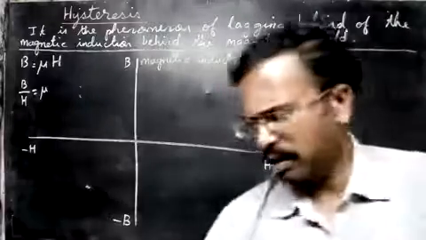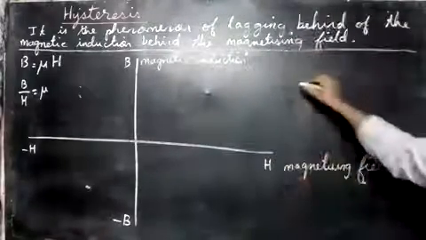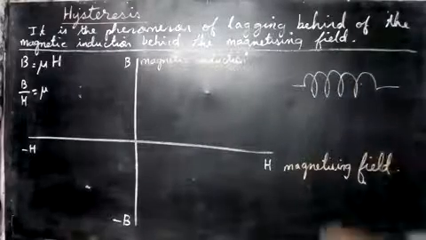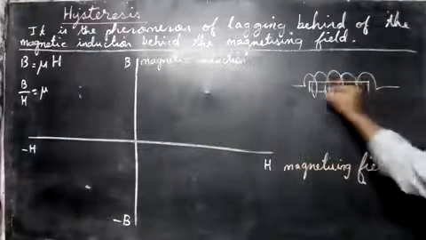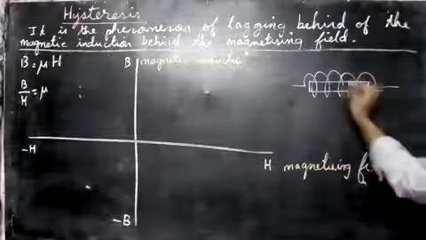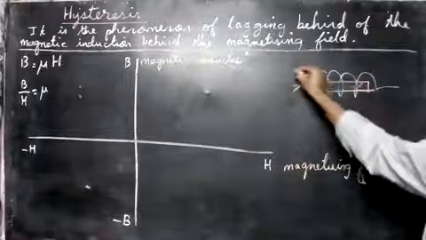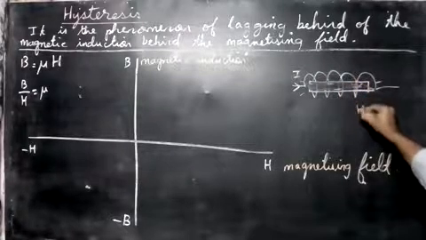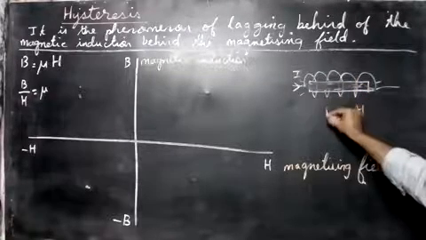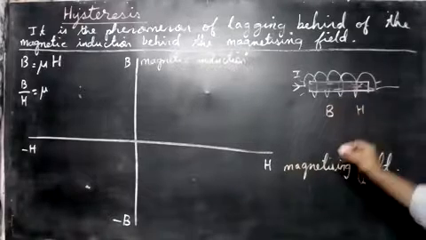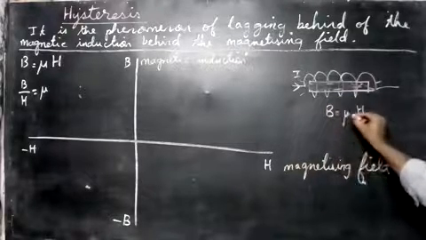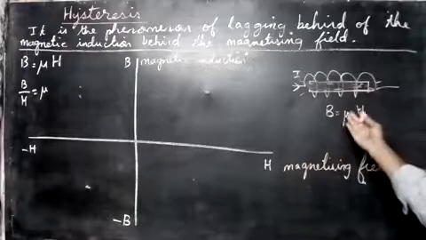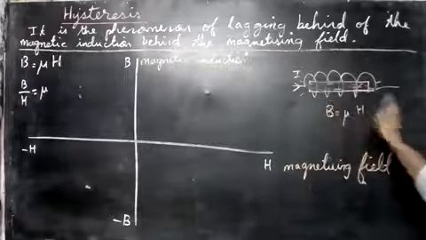So how to say this? First we have a coil here, and then in the coil we keep a substance, say a ferromagnetic substance. It can be iron. What happens is we send a current into it. When you send a current here, a magnetizing field H is created, and you also get a magnetic induction. B is equal to mu naught into H. So by using this relation you can find the magnetic induction and magnetizing field also.